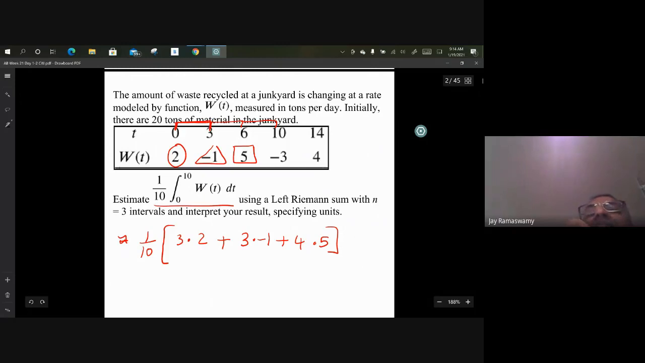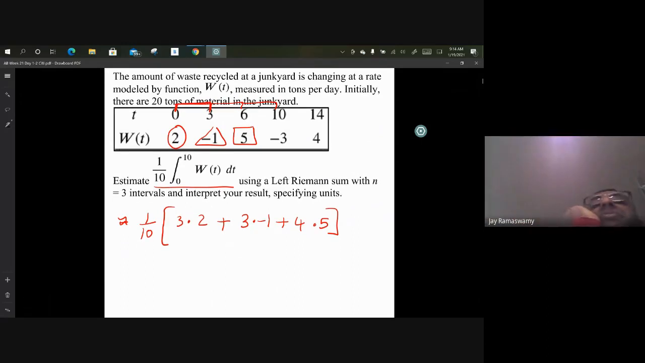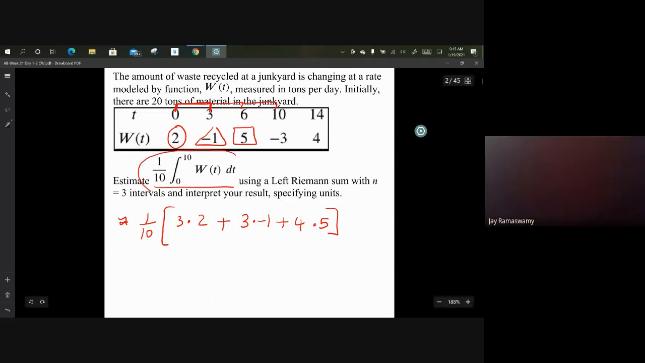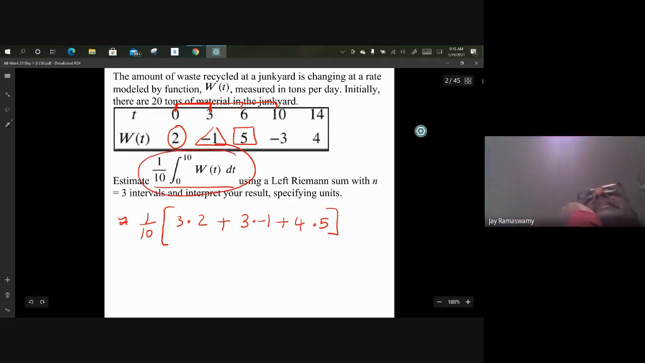Okay. Now stop. It gets trickier. It says interpret your result and then specify units. First, we'll interpret the result. Do not speak. Look at this expression. Which of the 3 interpretations does this remind you of? Is it average rate of change, or net change?